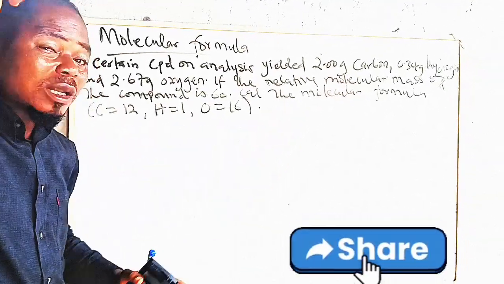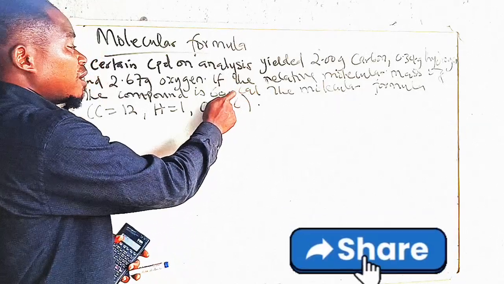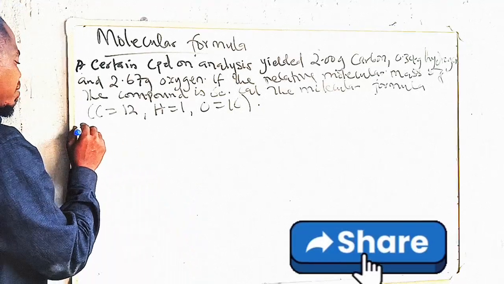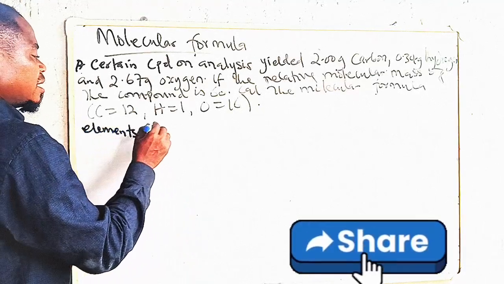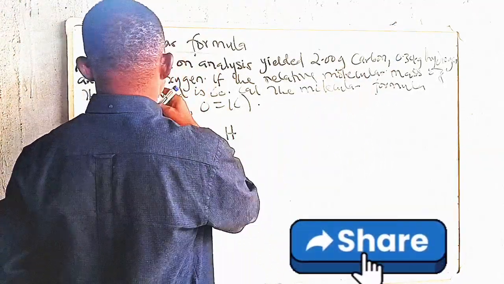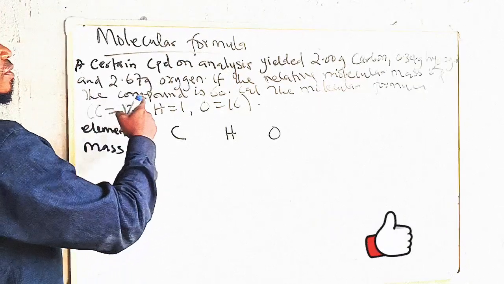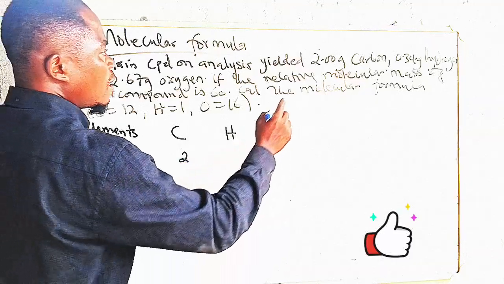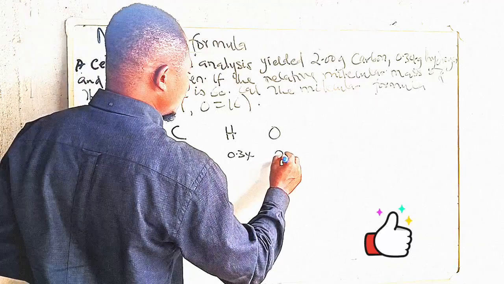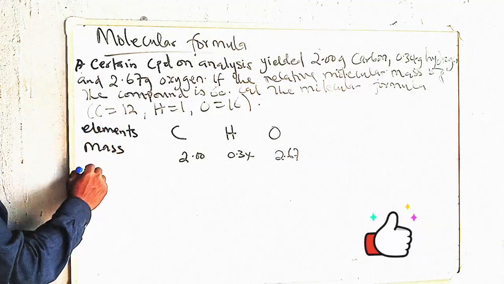Now we're asked to calculate the molecular formula. What is the exact formula? From the information given, for us to be able to calculate the molecular formula, we must first know the empirical formula. So from the information given, I'm going to deduce that the elements present are carbon, hydrogen, and oxygen. Let's pick their masses. The masses given are 2.00, 0.34, and 2.67.